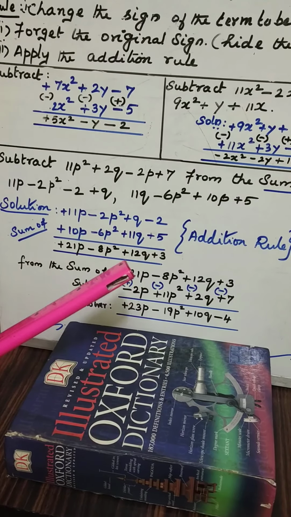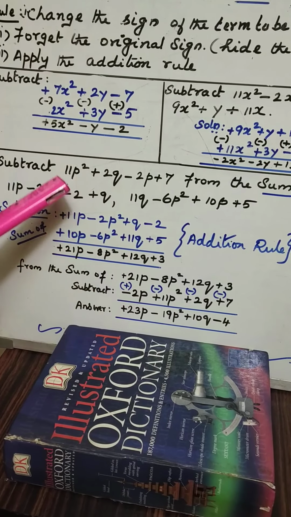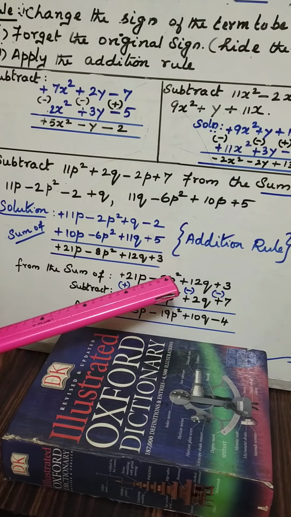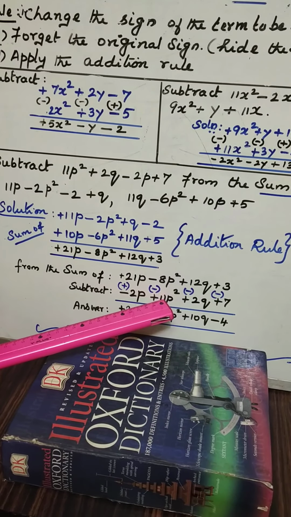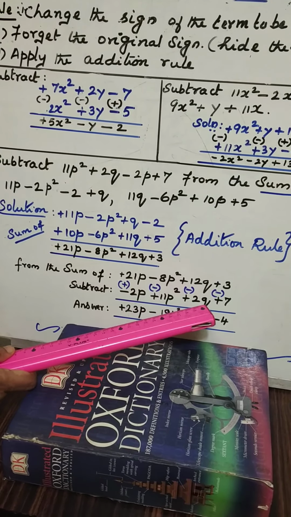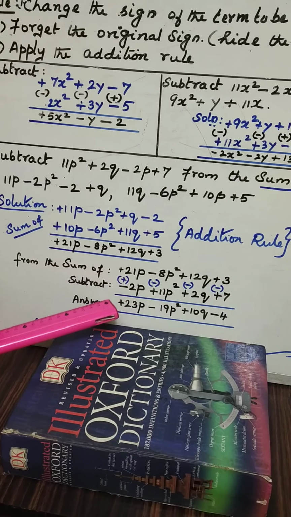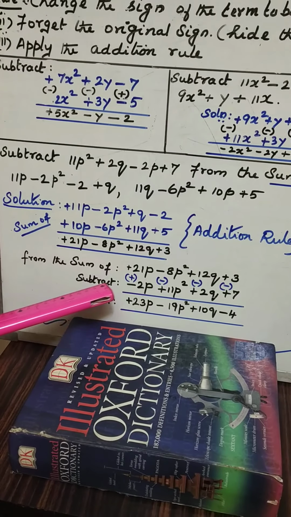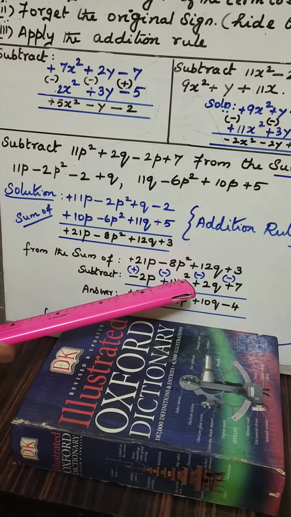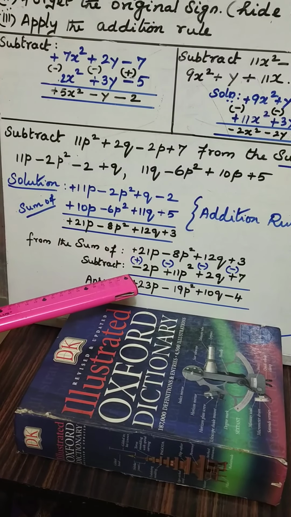Now which terms to be subtracted? These terms. Now 11p squared. According to that, like terms you have to write. Under p squared write plus 11p squared plus 2q minus 2p plus 7. Now since you are asked, you should be a little bit careful. You are asked to subtract here. You have to change the sign for the terms to be subtracted. I have changed the sign. I have put it in bracket.